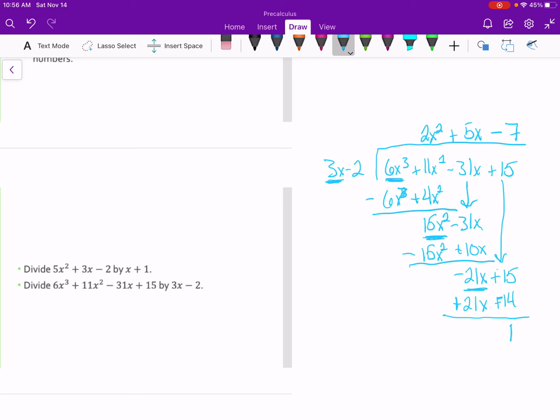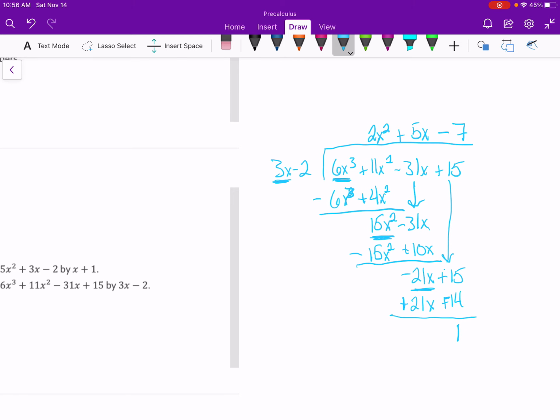So what you do with your remainder is you add that at the end as a fraction. So our remainder of 1 over what we're dividing by, that 3x minus 2.